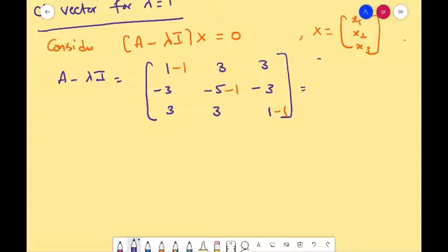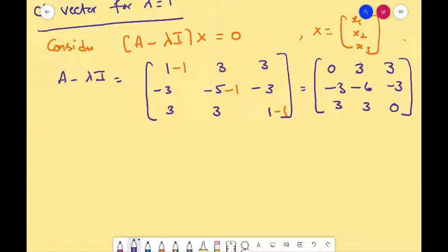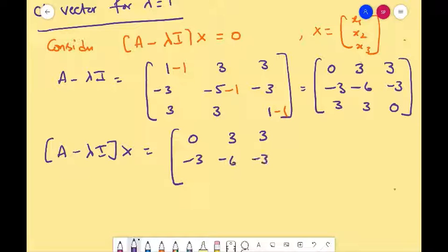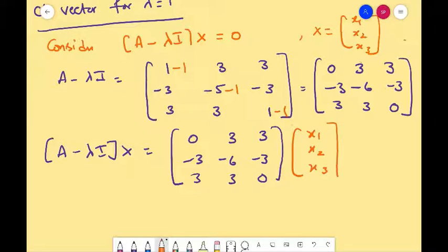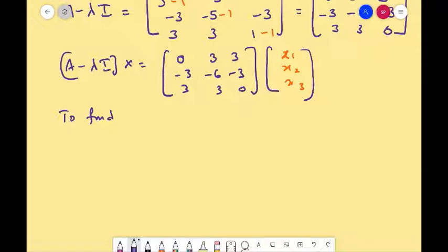Then you will get this matrix equal to [0, 3, 3; −3, −6, −3; 3, 3, 0]. Then what do we mean by (A − λI)X? That will be [0, 3, 3; −3, −6, −3; 3, 3, 0] into X, where X = [X1, X2, X3]. That is what we have taken X as.